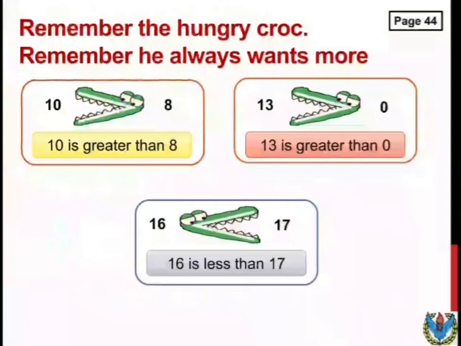Now look at the next picture. Again we have two numbers, 13 and 0. Croc's mouth is wide open towards 13, which is the bigger number. So we will write it as 13 is greater than 0. Look at the third picture. The two numbers are 16 and 17. And croc's mouth is wide open towards 17, which is the bigger number. So we will write it as 16 is less than 17 and we spell it as L-E-S-S, less. I hope you get it.